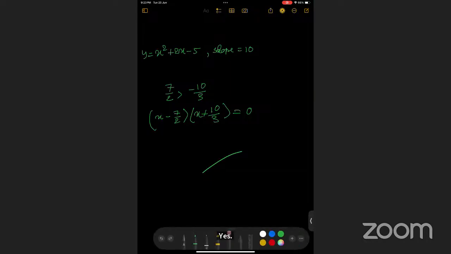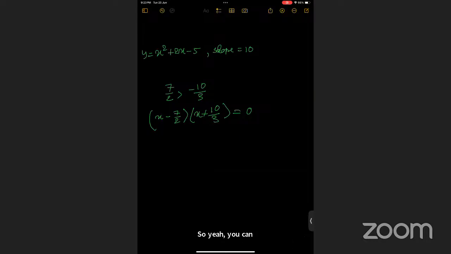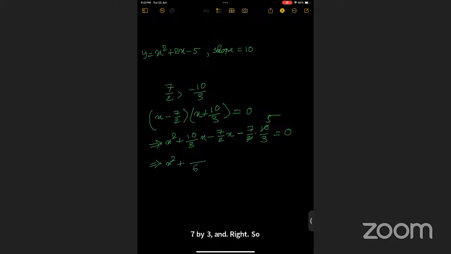So yeah, you can see we can write the equation in this form, right? So now just simplify this equation and you will get the answer. So let's do that. It will be x squared plus 10/3x minus 7/2x, minus 7/2 into 10/3. Right? So it will be x squared plus 6 20 minus 6 55.